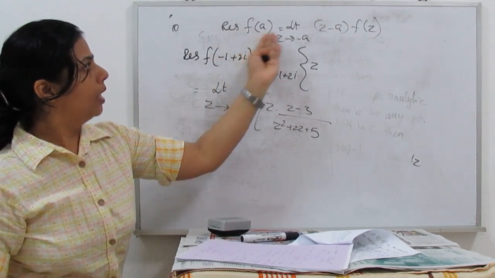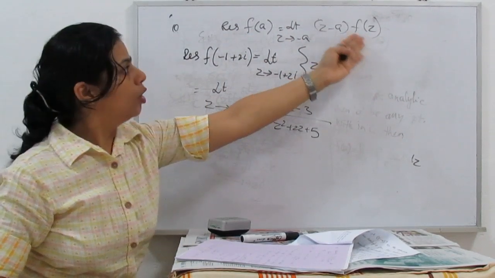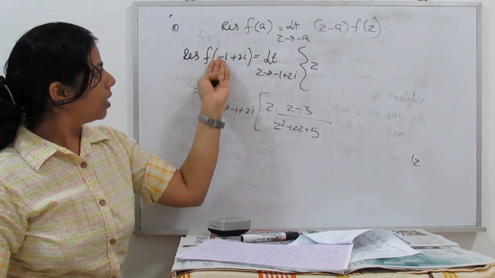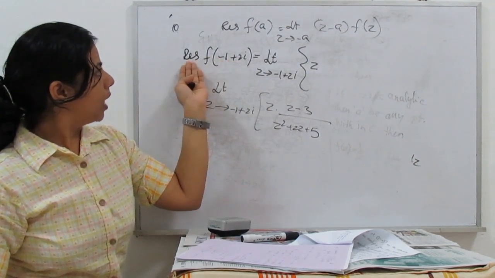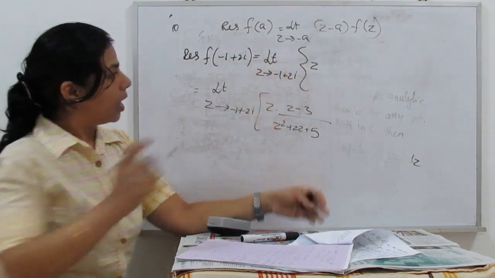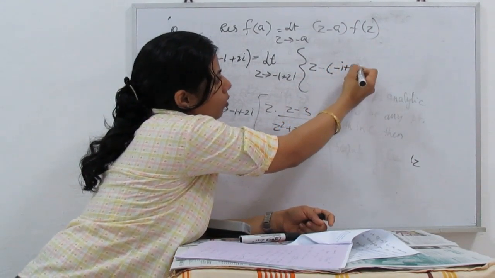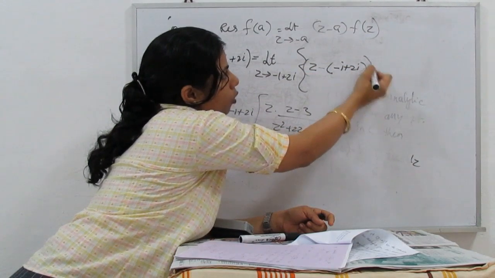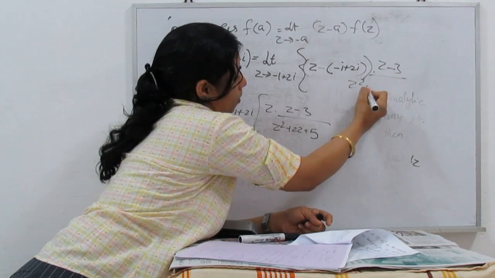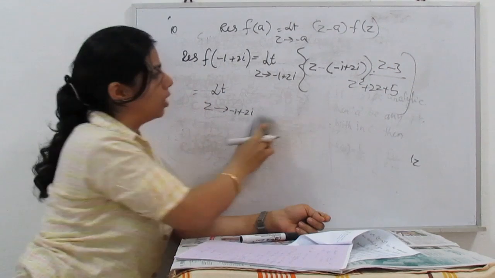The residue of f at a is given by the limit as z tends to a of (z minus a) f(z), where our pole a is minus 1 plus 2i. So the residue of f at minus 1 plus 2i is the limit as z tends to minus 1 plus 2i of (z minus (minus 1 plus 2i)) into f(z). f(z) is (z minus 3) upon (z square plus 2z plus 5). So our expression becomes this.